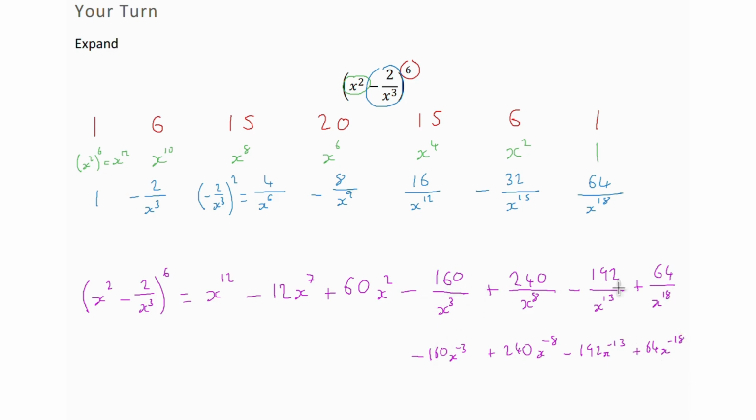Personally, I tend to go for the fractions with the x's in the denominators, but if you wanted to use negative indices for those powers of x, that would also be absolutely fine. And we get this full expansion here.